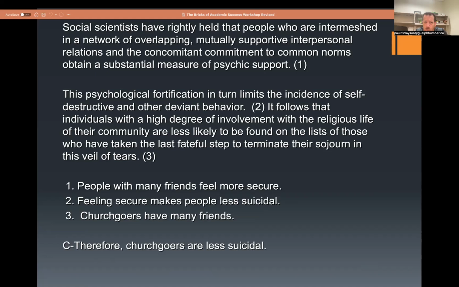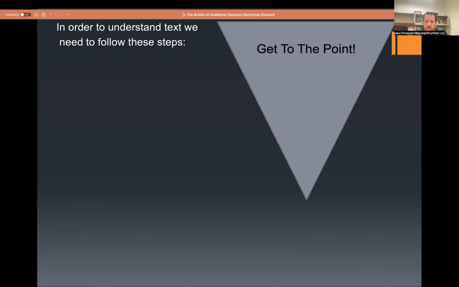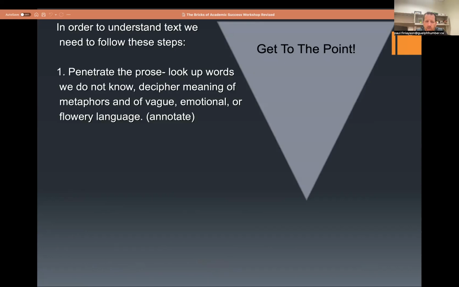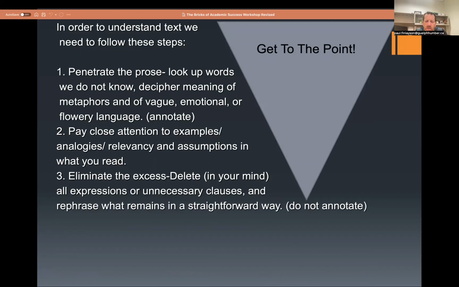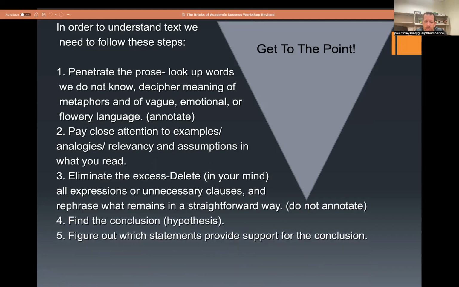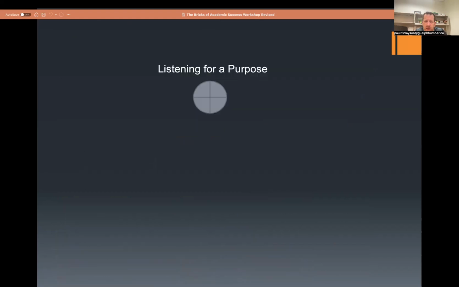You're not going to be able to just read them once. Okay, you're going to have to probably read it a few times. So other than that, in order to understand text, you need to make sure that you're understanding the words themselves, understand the analogies, and be able to rephrase what they're saying. If you can't rephrase it, you don't understand it, okay? Don't worry too much about this slide.